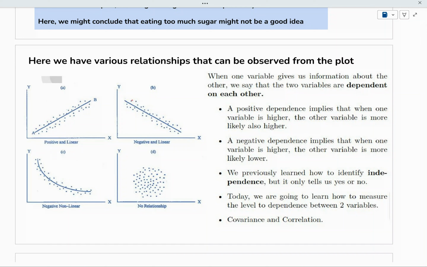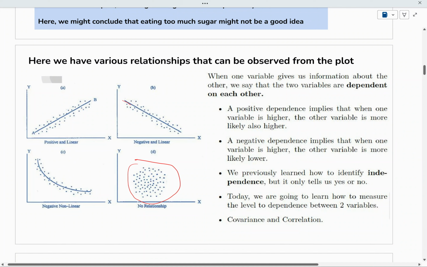Over here is also linear, but this time it's negative because as one goes up, the other goes down. And over here, it's also negative. However, instead of a line, what we have is a curve. So it's no longer linear, it's actually nonlinear. And this one is an example of no relationship.